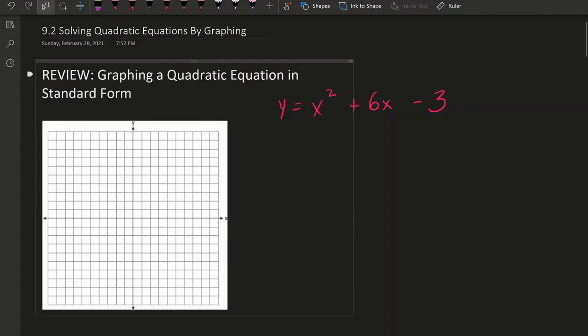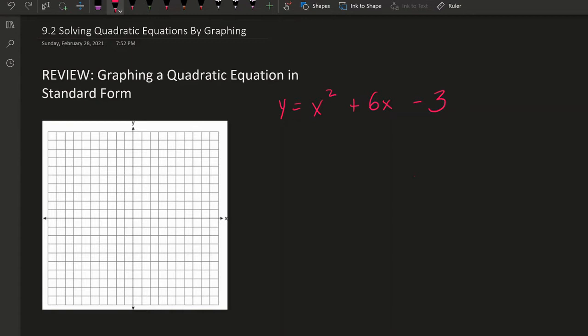Students, welcome back to Algebra 1B. Today we're going to be talking about solving quadratic equations by graphing. Now, before we get into the equation solving method, I just want to do some basic review skills to make sure that you know what you're doing before we head into solving.